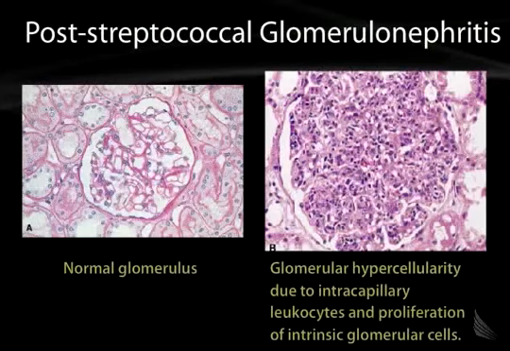Now, here's a picture of what it looks like. On the left, you see a normal glomerulus. On the right, what you see is glomerular hypercellularity. Now, this is due to inflammation within the glomerulus itself. You see increased intracapillary leukocytes, and you see proliferation of the intrinsic glomerular cells, such that you have a very hypercellular-looking glomerulus.